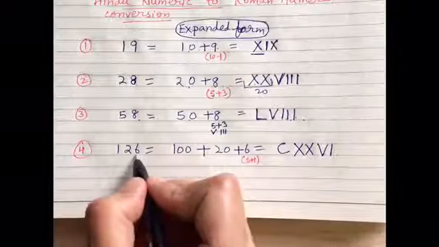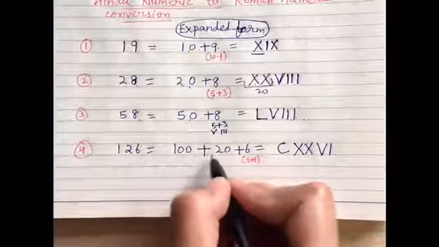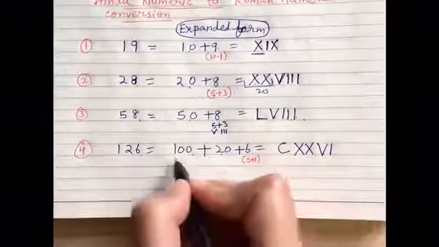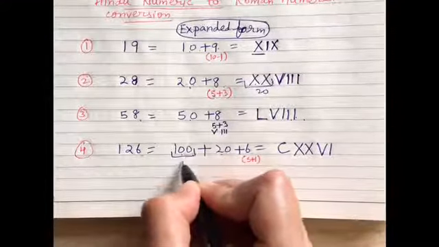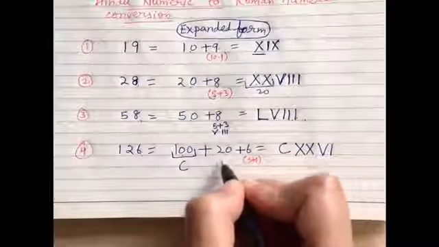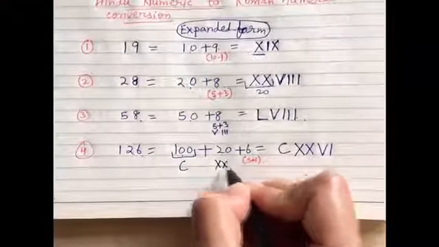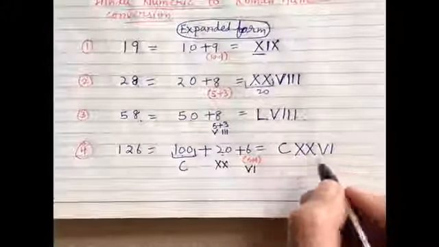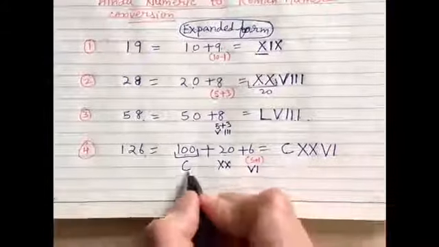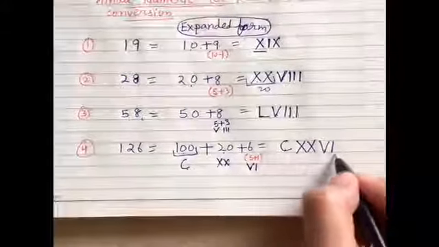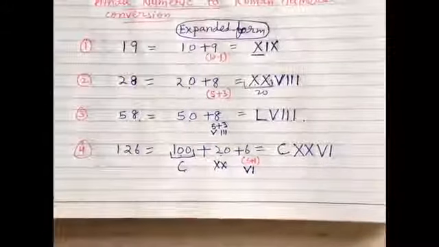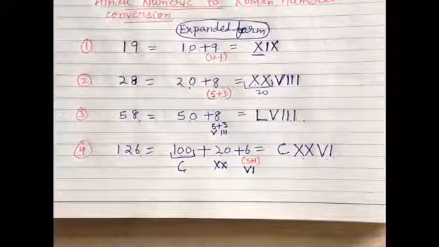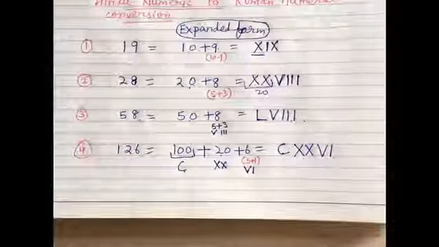Then comes 126, 100 plus 20 plus 6. For 100, the symbol is C. For 20, the symbol is XX. And for 6, the symbol will be 5 plus 1, VI. So our number will be CXXVI. So this way, we will have to convert a Hindu-Arabic number into the Roman numeral. Thank you.